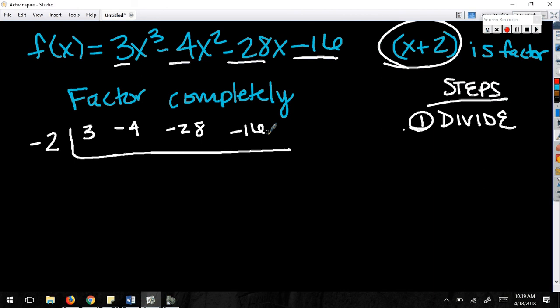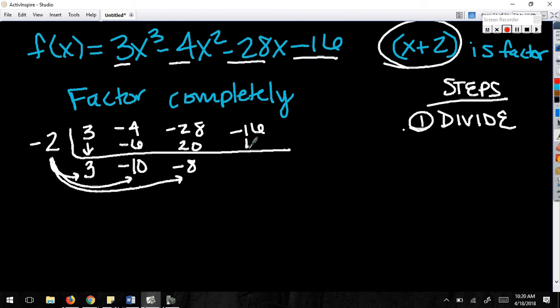Okay, drop the first. Multiply, what do you get? And add. And then that process starts all over again. Multiply and add. Same process, multiply and add.